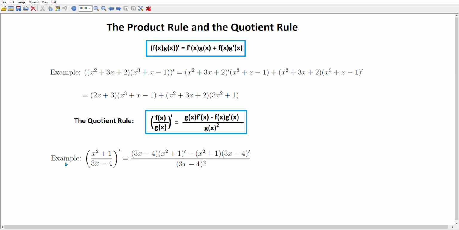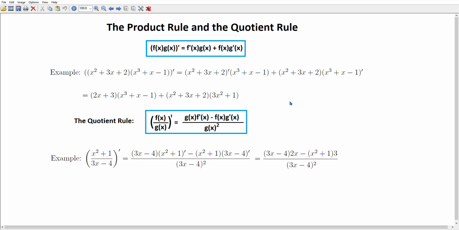So for example, the derivative of x squared plus 1 over 3x minus 4 is given by the quotient rule. So we get denominator 3x minus 4 times derivative of numerator, which is x squared plus 1, minus the numerator x squared plus 1 times the derivative of the denominator 3x minus 4, over the denominator squared. Now when we do this calculation, the derivative of x squared plus 1 is 2x, the derivative of 3x minus 4 is 3, and this expression is the derivative of the quotient.